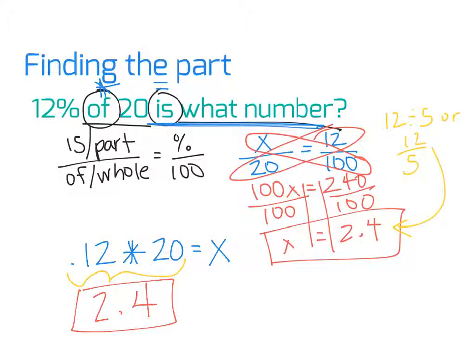Anytime it says a percent of a number, like this right here, that's also a way you can tell that you are just going to be taking that percent either as a fraction or a decimal and multiplying it by 20, just like what we did here. That's how you would find the part. The way that we set these up is going to be very similar from one to another.